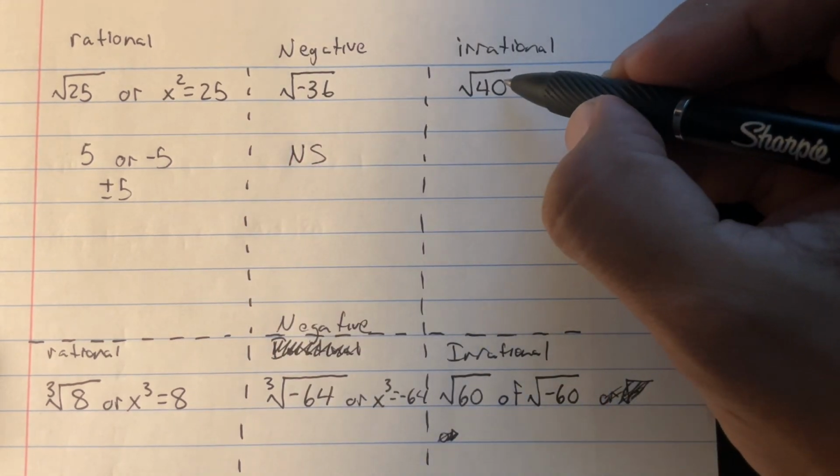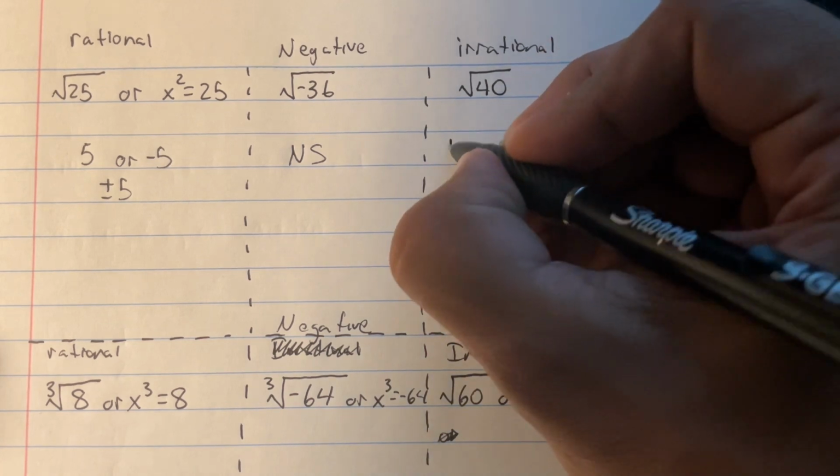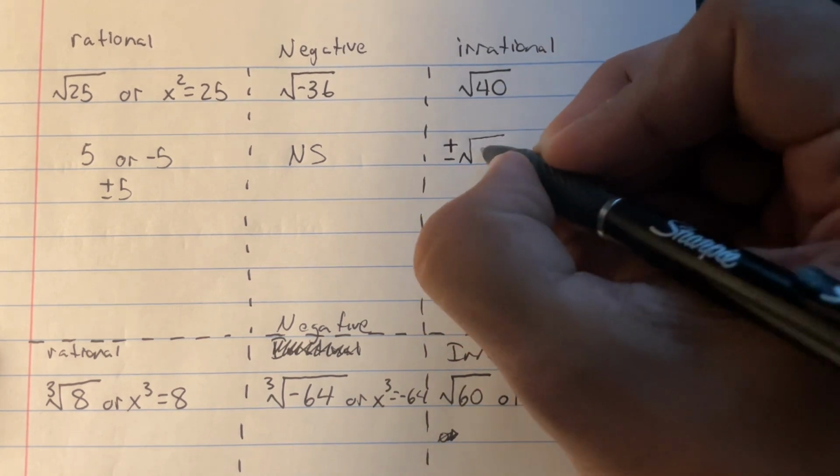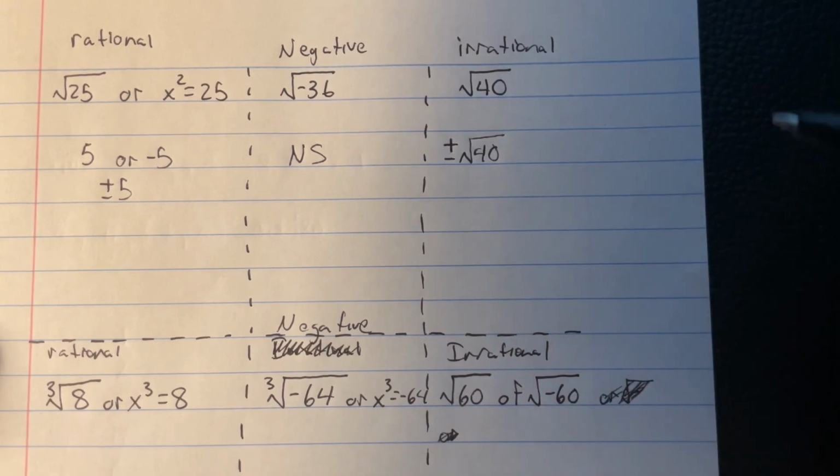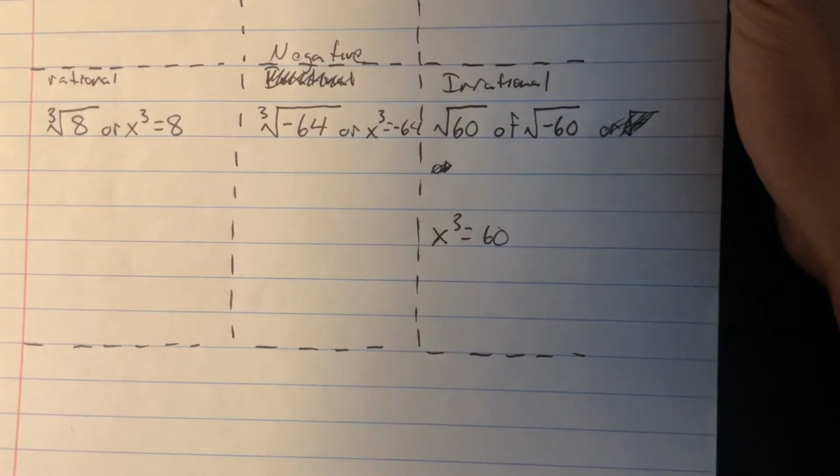And if they're irrational, very easy, you just have to write plus minus the square root of 40 because it doesn't have an actual answer. It's an irrational answer. So we're just going to leave it like that. All right, let's keep going.